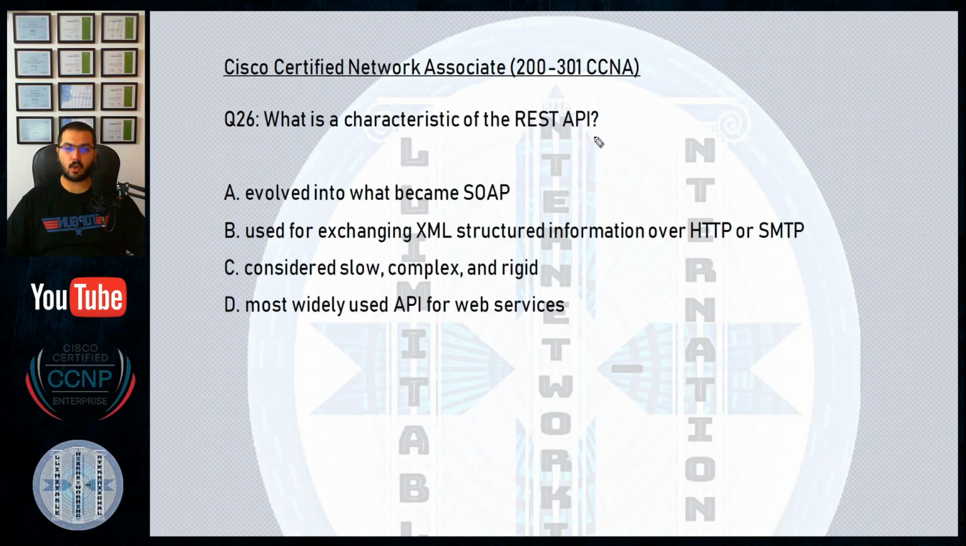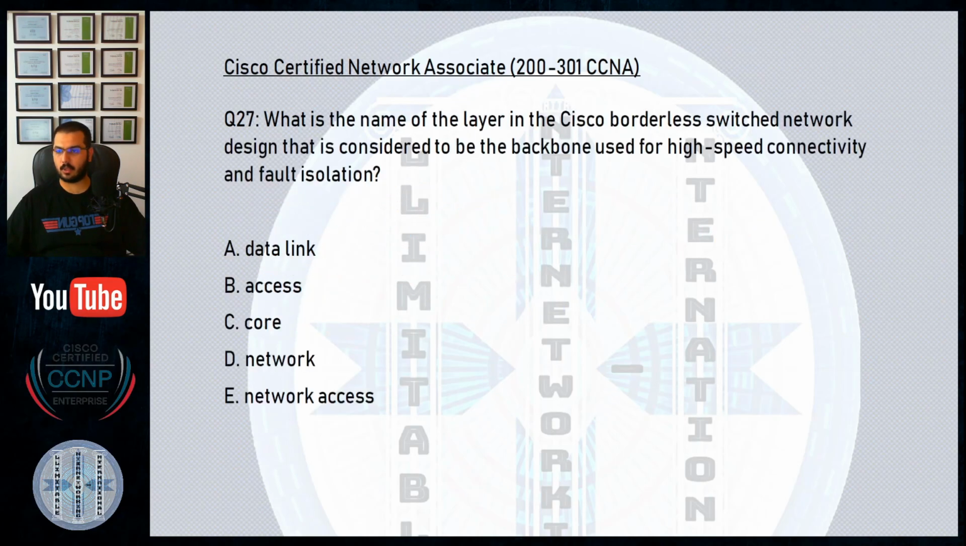What are characteristics of REST-based APIs? Evolved to become what becomes SOAP? No. Used for exchanging XML structured information over HTTP or JSON. You have studied chapter 7. Considered slow, complex, rigid. No, they are the best. Most widely used API for web services because it uses HTTP verbs like CRUD. Okay, so D will be correct.